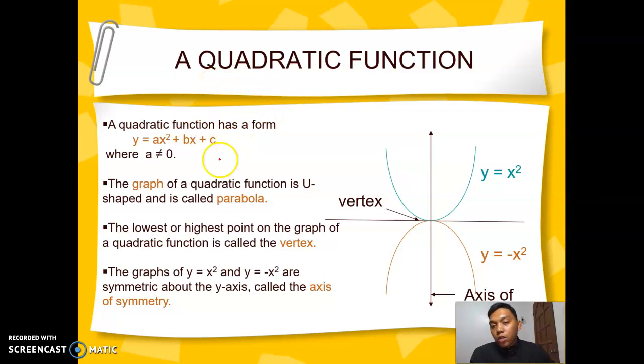A quadratic function has a form of y equal to ax squared plus bx plus c, where a must not be equal to 0. If you notice, this is just a similar definition to the quadratic equation, right? But this time, the expression after the equal sign is not 0 anymore. It's something else. It's a notation, right? It represents something.